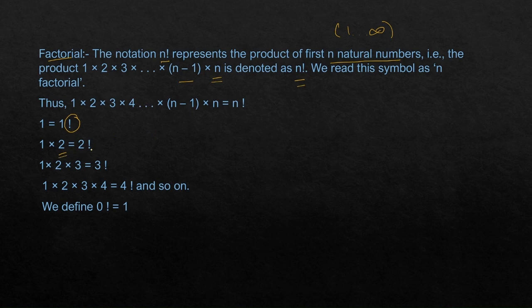Natural numbers are from 1 to infinity, and factorial basically means we start with that number and go on decreasing by 1 till 1. Suppose we have 2 factorial, we start with the same number and we go on decreasing by 1 till 1. So 3 factorial is 3 into 2 into 1, and 4 factorial and so on. But we define, this is important, 0 factorial is equal to 1.